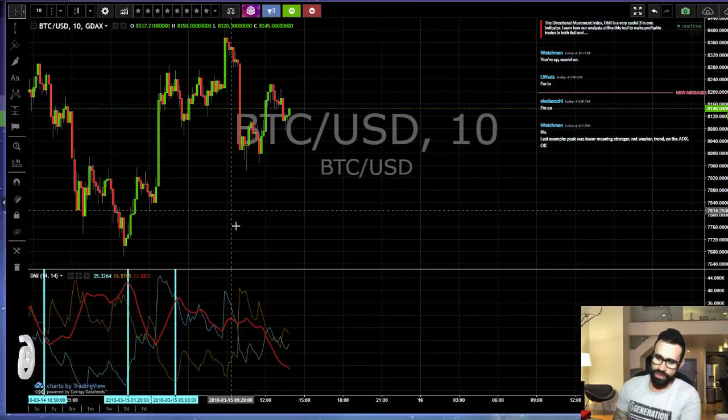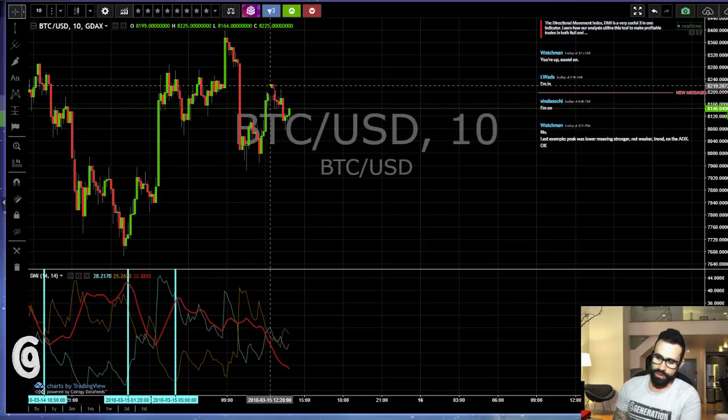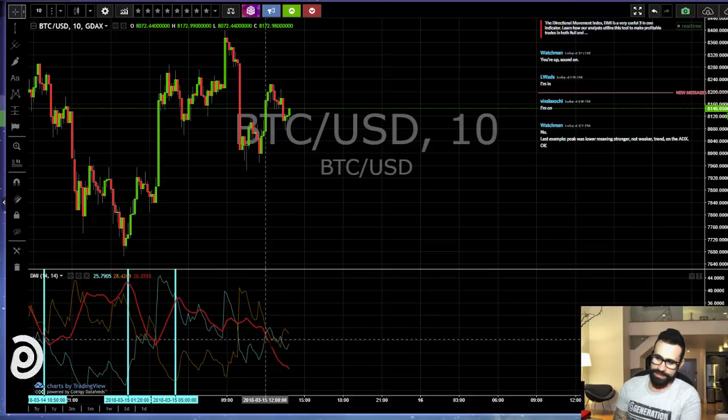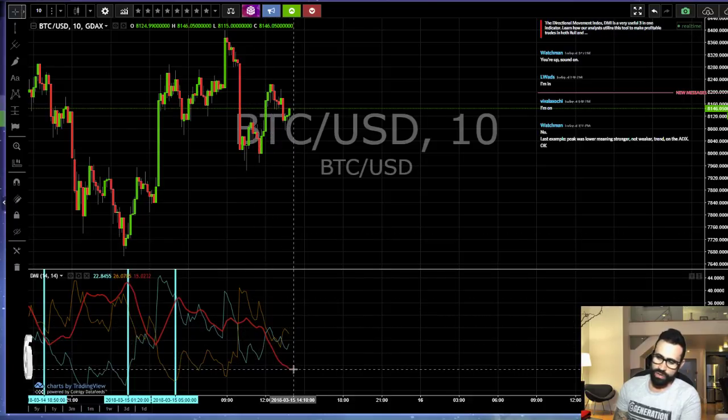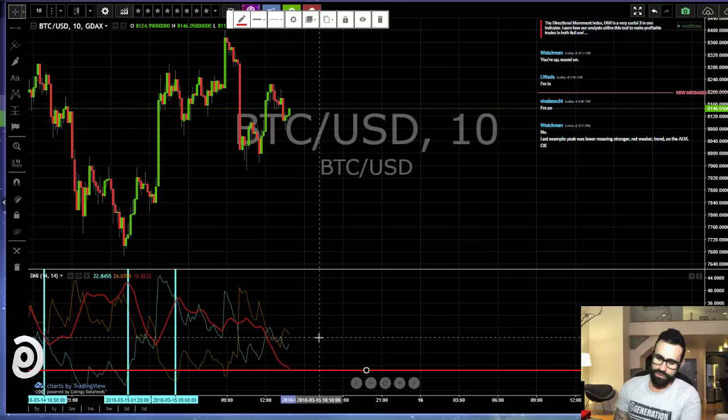But if we were to try to assess this current move here, we were somewhat in a downtrend, right? But if we look at the ADX, it's headed down into a trough. So we might experience another reversal based on the strength of this trend.